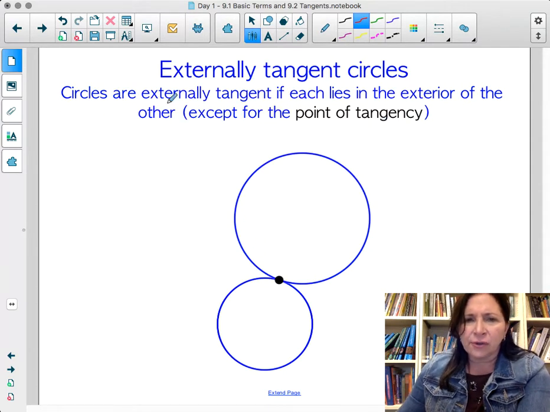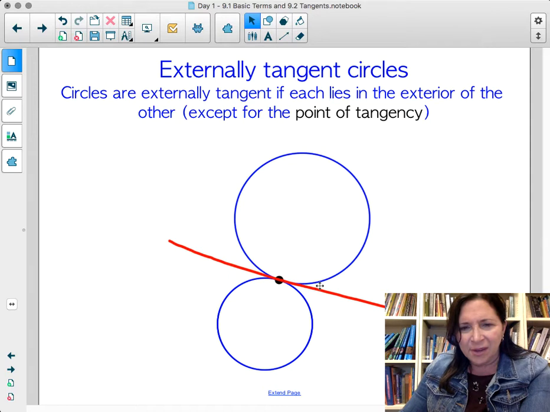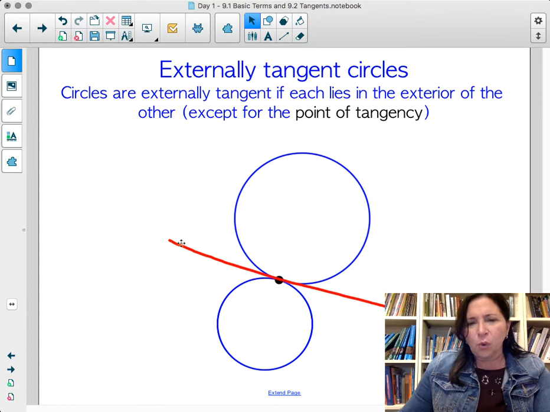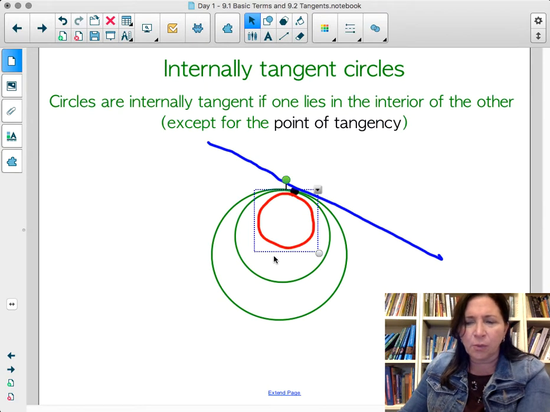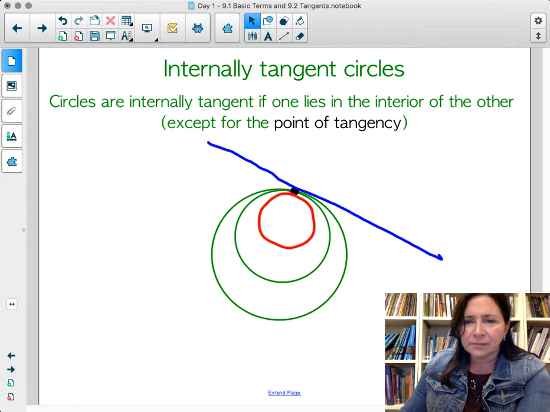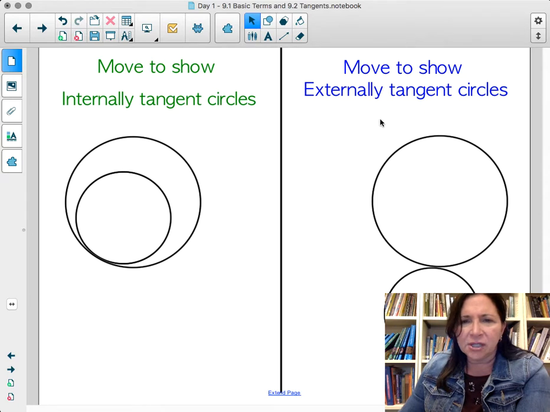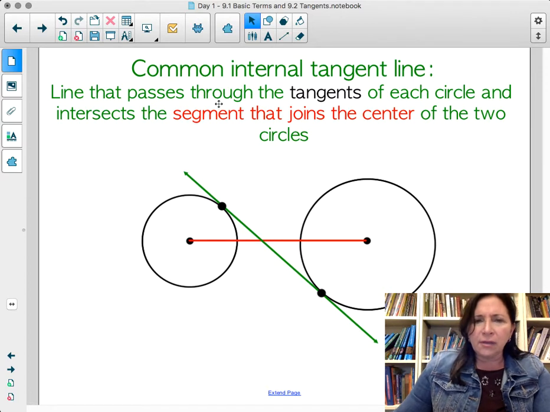Circles are externally tangent if each lies in the exterior of the other. So here's my tangent line that I just missed. Let me fix that. So here we go. They are externally tangent except for the point of tangency, meaning they're only going to be touching in one point, and same with these. These are only going to touch in one point. These are internally tangent. These are externally tangent.